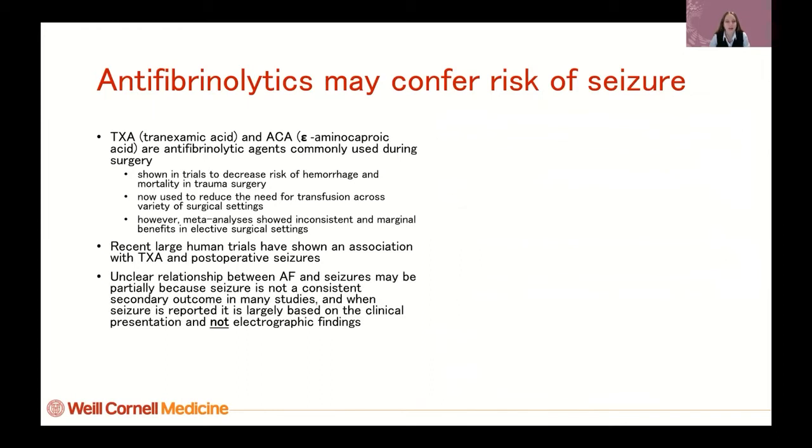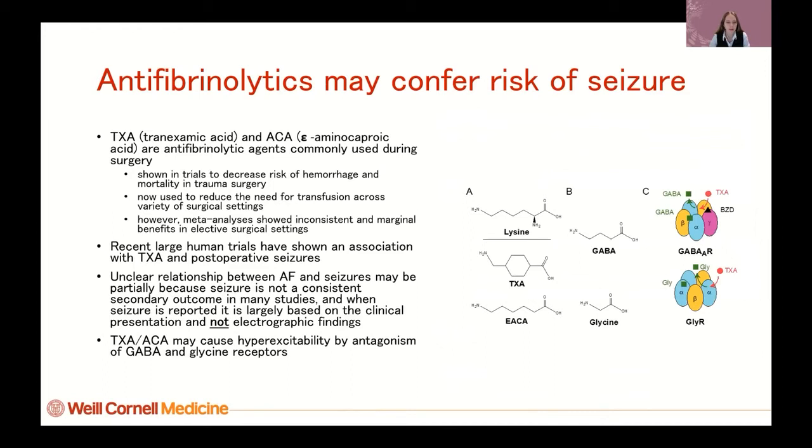This unclear relationship may be partially because seizure is not a consistent secondary outcome in many studies, and when seizure is reported, it's largely based on the clinical presentation and not electrographic findings. In vivo and in vitro data from animal studies point to a potential mechanism for cortical hyperexcitability, as TXA and ACA can antagonize both GABA and glycine receptors, thereby decreasing inhibitory neurotransmission.